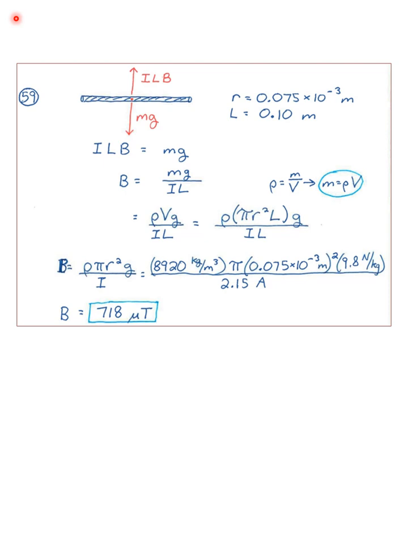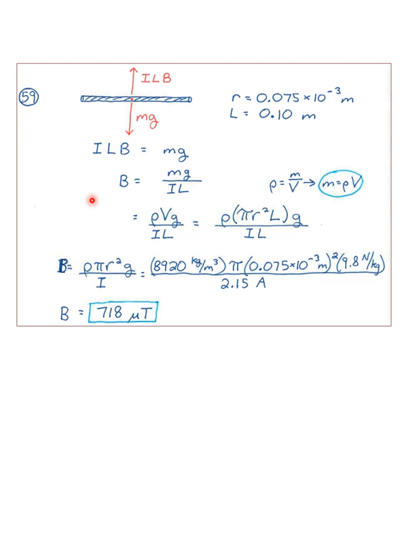Number 59. A copper wire has diameter 0.15 millimeters, length 10 centimeters. It's in a horizontal plane and carries a current of 2.15 amperes. Find the magnitude and direction of the magnetic field needed to suspend the wire against gravity. So we can draw a force diagram on this wire. Gravity's pulling it down. The magnetic field is going to balance that. And so that's I times L times B. And so if these forces are balanced, then ILB equals mg. We can solve for the magnetic field.